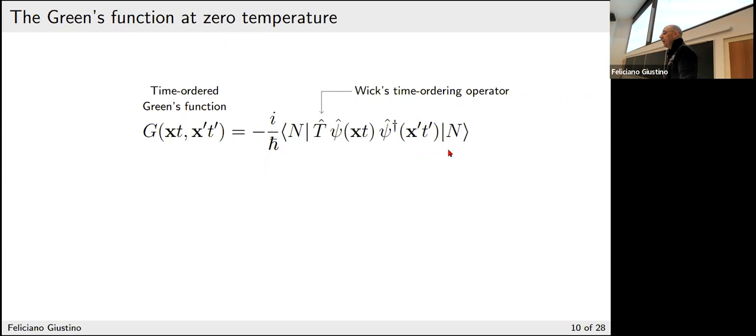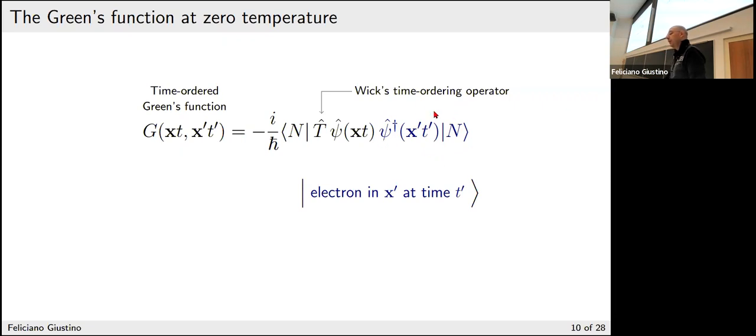So what this object means, the interpretation is very simple and easy to remember. If I look at this term in blue here, what this means is that I have my ground state and this operator creates one electron at the point x prime at the time t prime.